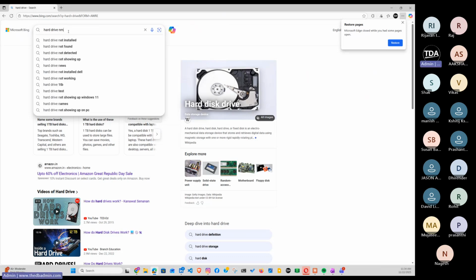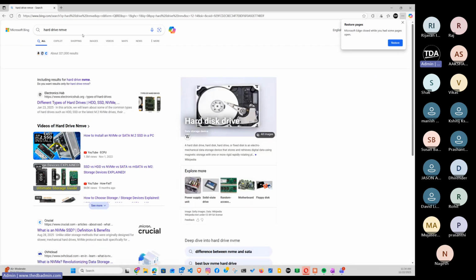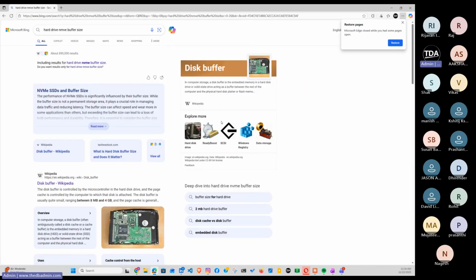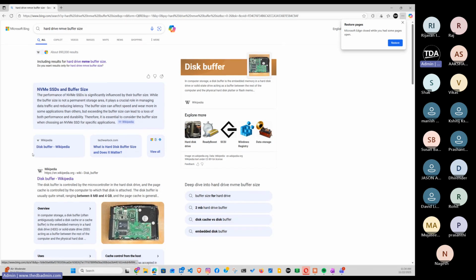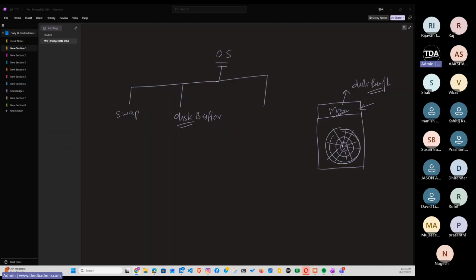This is another concept related to databases, but a lot of people don't pay attention to it. If I go and see the buffer size, it will give me a clear-cut figure that this NVMe has this much buffer. The more buffer I have, the better my hard disk is going to perform. Same concept: the more RAM I have in my machine, the more performance I will get. So we also have a disk buffer. That is another concept we will refer to again and again.